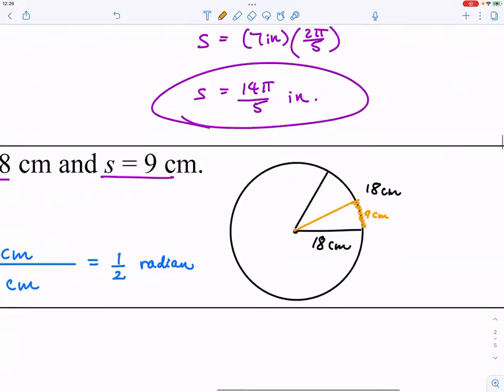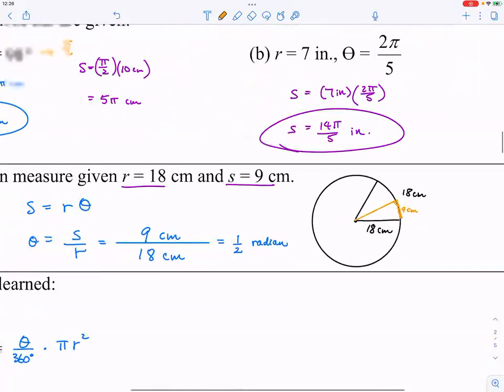Because you know how people would make a mistake over here? Instead of having 9/18, they would do 18/9.